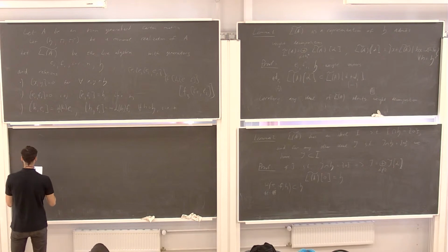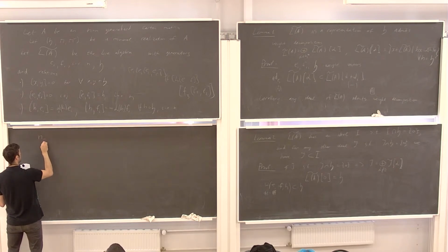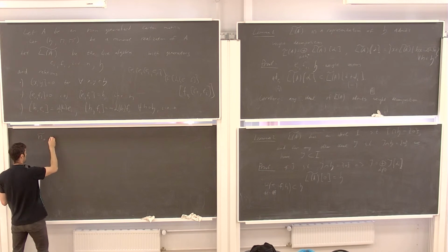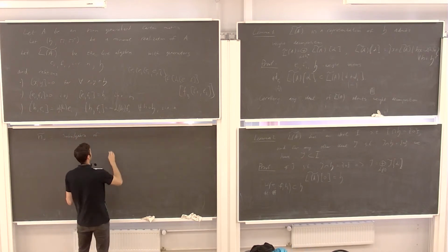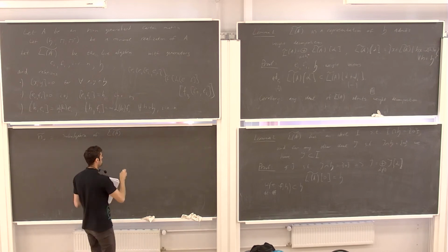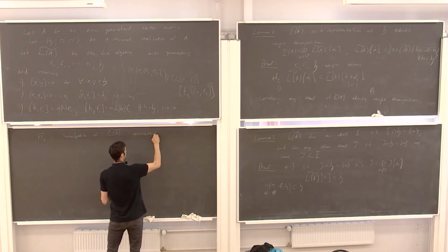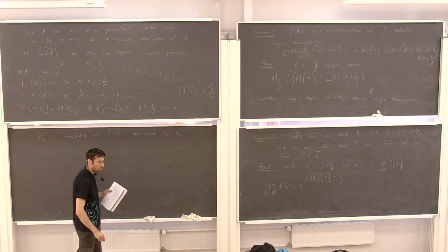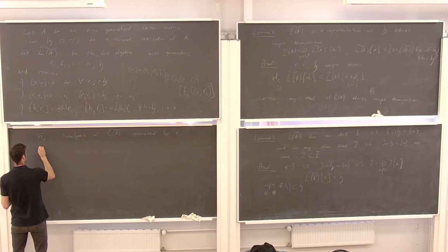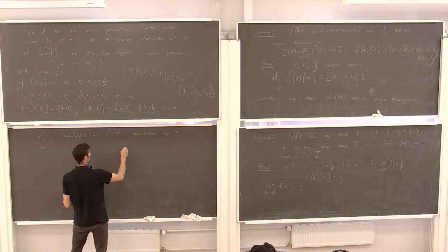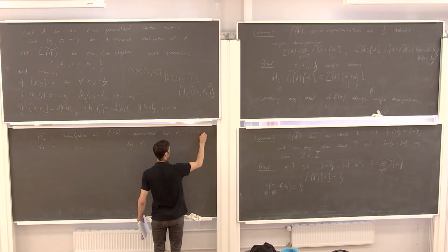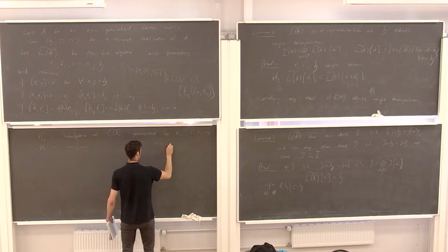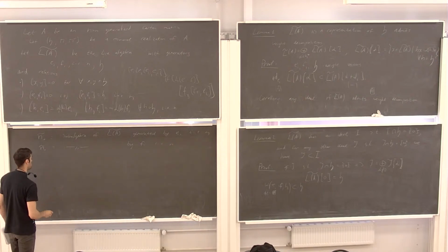Okay, so let me introduce n minus, n plus, n minus tilde. So n plus is the subalgebra of L of A tilde generated by the E_i's. Then n minus tilde is the same but generated by the F_i's. So here i goes from 1 to n.